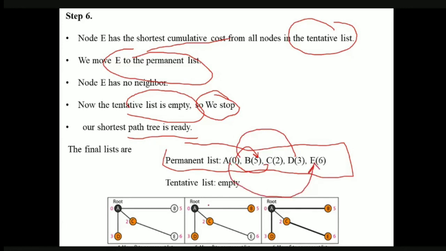So this is how we construct the shortest path tree from A to all the other nodes. We are not going to construct it just for A. We have to construct the shortest path tree from B to all the other nodes, then C to all the other nodes, and from D to all the other nodes. Like this, for every node, we will construct the shortest path tree using Dijkstra's algorithm.